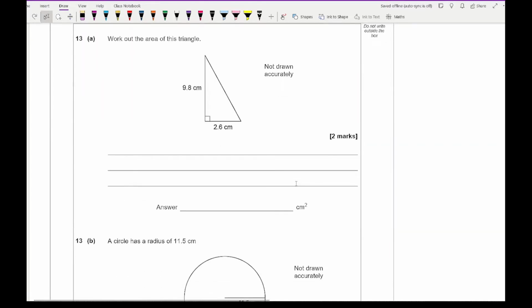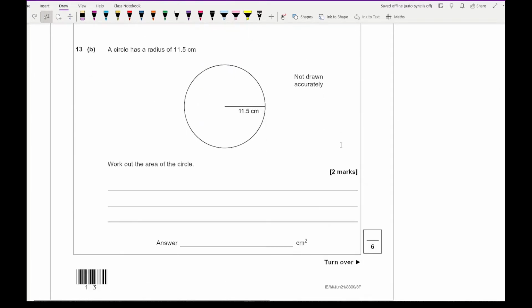Moving on to question 13, it says work out the area of the triangle. Well, the area of a triangle is the base times the height divided by 2, or half base times height, whichever you prefer. So for this, it's going to be 9.8 multiplied by 2.6 divided by 2, and that should give you an answer of 12.74.